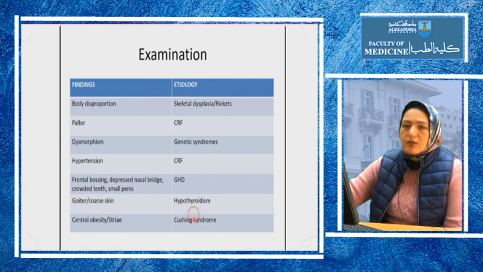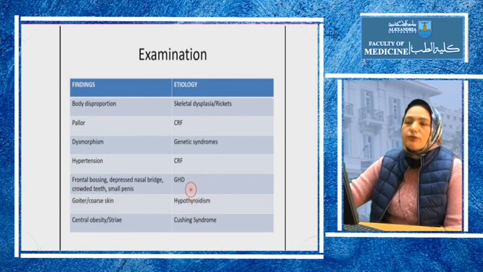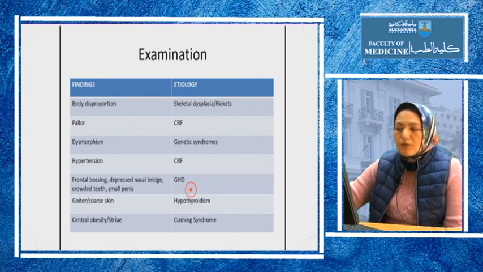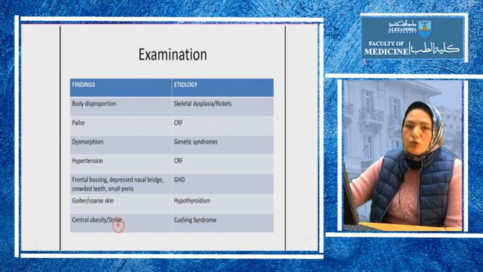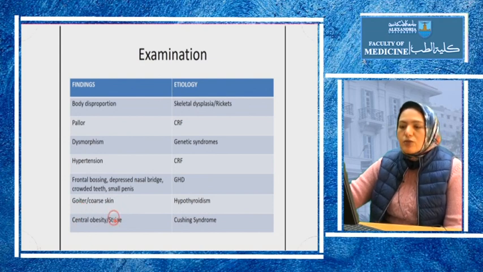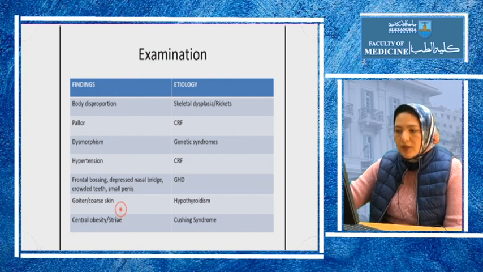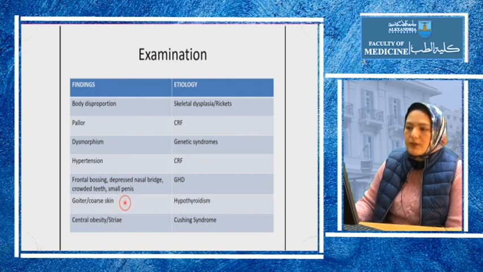And finally, Cushing syndrome. The presence of juvenile Cushing syndrome or Cushing syndrome in the pediatric population is usually associated with a short obese child, with the presence of other cardinal features of Cushing syndrome like striae, proximal myopathy, and psychiatric manifestations.